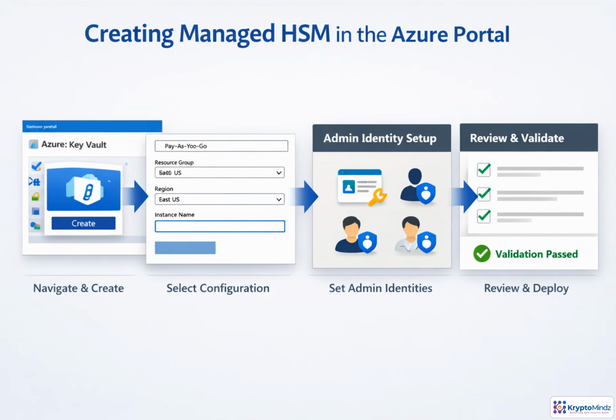In the Azure portal, creating a managed HSM is a guided, linear workflow. You begin by choosing the subscription, resource group, region, and instance name. Those choices determine where the HSM lives and how it's built. Next, you define initial administrators using Azure AD identities. These admins control future access, so select secure, well-governed accounts. Finally, let the portal validate your configuration, and only deploy once every check passes.